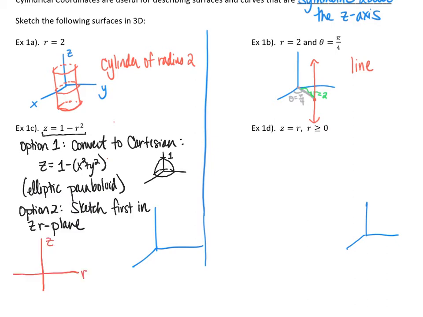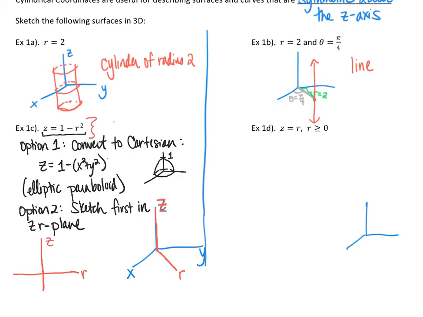Now let me really specify what I mean by the ZR plane. So here in Cartesian, let's say this is x, this is y, this is z. For a fixed theta, let's say I just fix my theta, I can sketch this ZR plane. Here's z, here's r for a fixed theta. And I know that this equation up here has to hold for any theta.